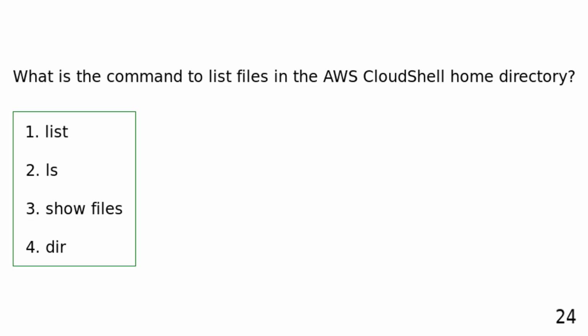What is the command to list files in the AWS CloudShell home directory? List. ls. Show files. dir. The ls command is used to list files in the AWS CloudShell home directory.